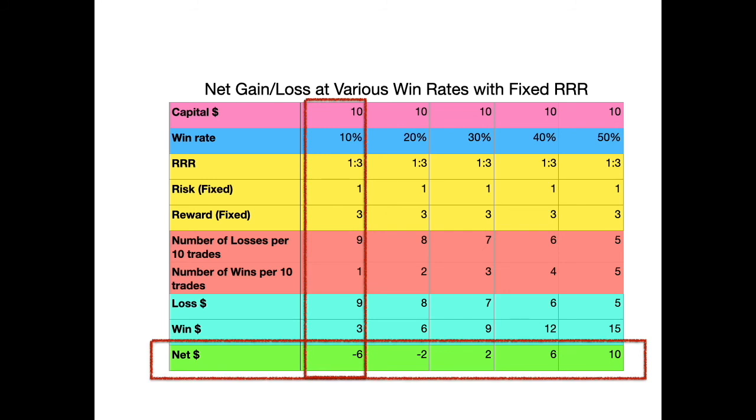At a win rate of 20%, at a 1:3 RRR, the net loss is at $2. Now, at a 30% win rate, there is a $2 gain. At a 50% win rate with an RRR of 1:3, the gain is at $10. So that's a 100% gain. So these two tables show us the importance of combining the win rate with the RRR. A trader who has a win rate of 40% or higher will be able to enter trades with RRR of 1:2 and still come out with a profit. A trader with a win rate of 30% must only enter trades with an RRR of 1:3 or better in order to stand to gain.